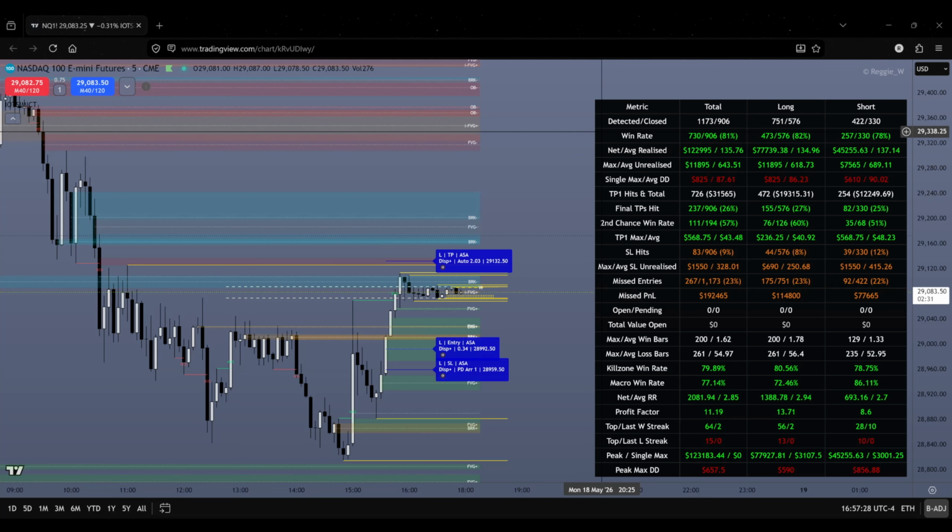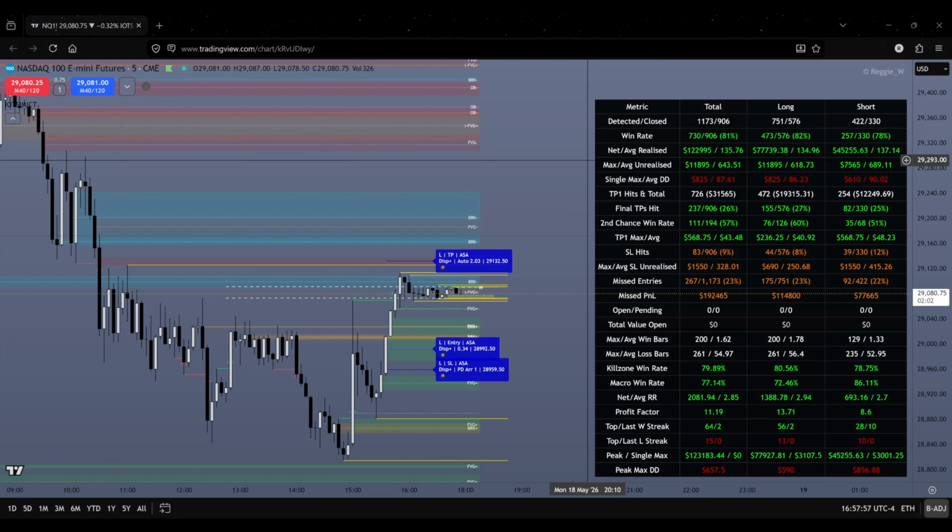Okay, so here we have 25 metrics in total. Each one's calculated live across 5,000 candles. I'm just going to run through them very, very quickly. So we've got detected and closed, there's total setups found versus how many resolved. And we've got win rates, pretty obvious. It's wins out of closed trades, broken down by direction, same as everything else. Net average realized, total dollars produced, and the per trade average.